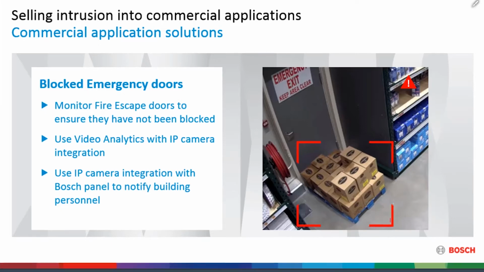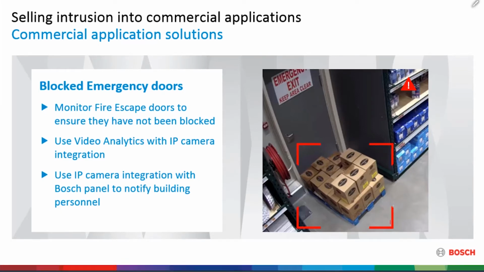Well, did you know that Bosch IP cameras have video analytics that can actually detect when something has blocked that door? It uses a feature called Object Left Behind. It detects that it can't see the floor in front of the door anymore. There must be something there, and it activates a video alarm. Why am I talking about a video alarm when we're talking about intrusion? Because our cameras can be integrated with our intrusion panels over a network, which allows them to signal the alarm system that there's an event that needs to be reported.